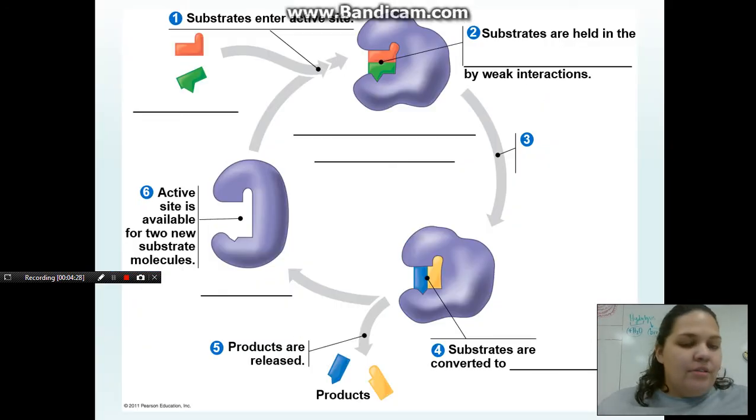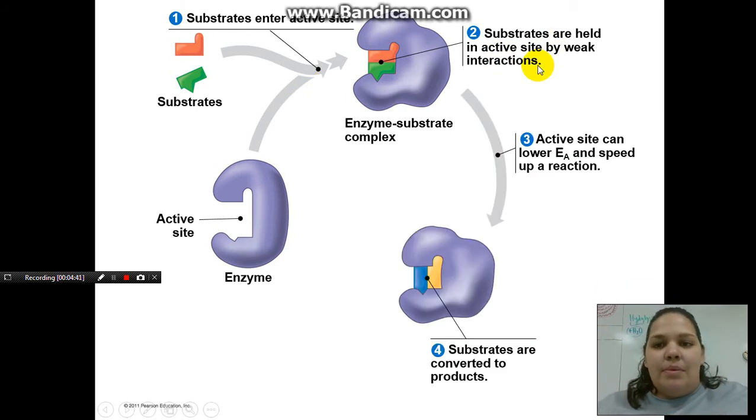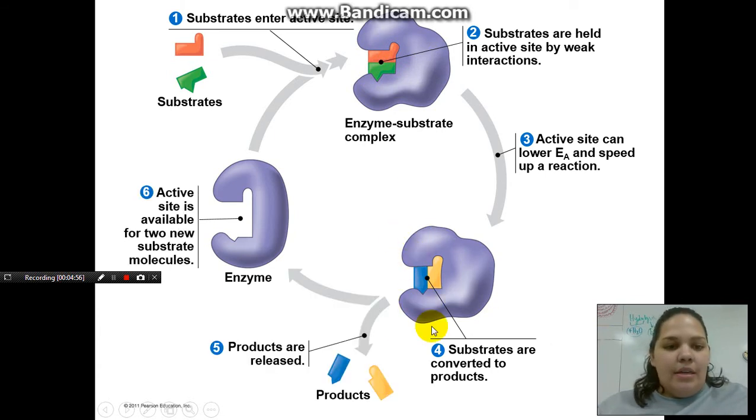So let's go ahead and take a look at this diagram. I know you have this in your paper, so let's fill it out. So in step 1, the substrate enters the active site. Step 2, the substrates are held in the active site by weak interactions. In step 3, the active site can lower the activation energy and speed up the reaction. Step 4, the substrates are actually converted into products. So now we actually went from reactants to products, which is why we have a different color. And then step 5, the products are released and now the active site is available, so we can do the whole thing again.